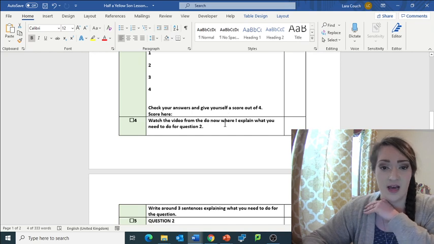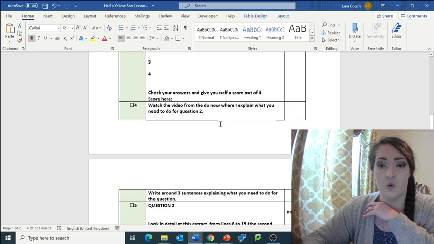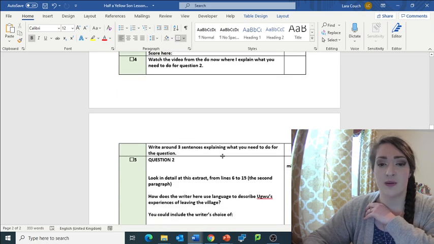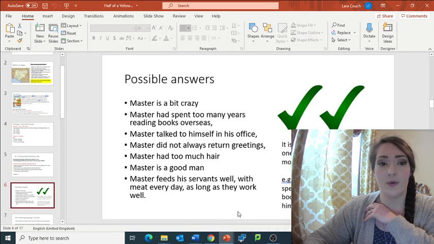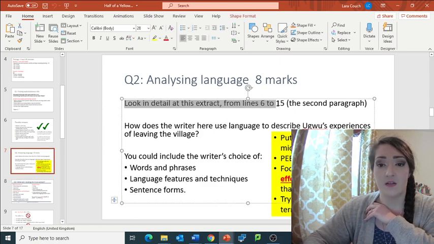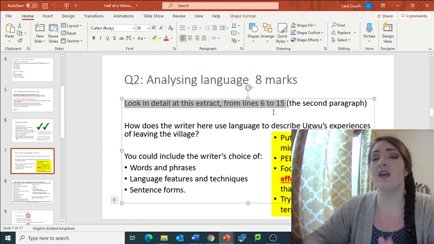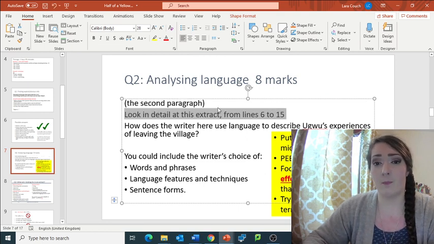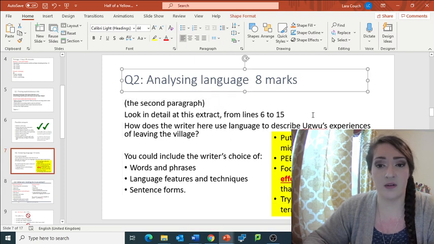So moving on to task 4. You need to watch the video where I explain how to tackle question 2, and then I want you to write 3 sentences explaining what you need to do for this question. So we're going to pop back to PowerPoint now, and we're going to have a look at question 2. Question 2 is worth 8 marks. Again, you'll be given a section of the text to look at. You'll always be given a section of the text to look at for this question, so make sure you're just writing about this section of the text. I think it's always wise to underline and box out where you're meant to be writing about. So I draw a box around lines 6 to 15, so I don't go outside the box.